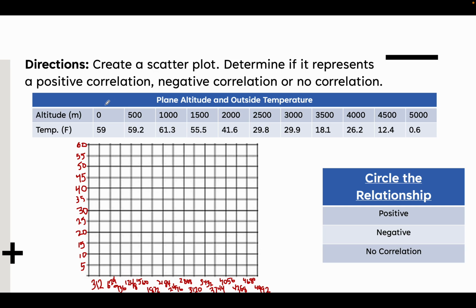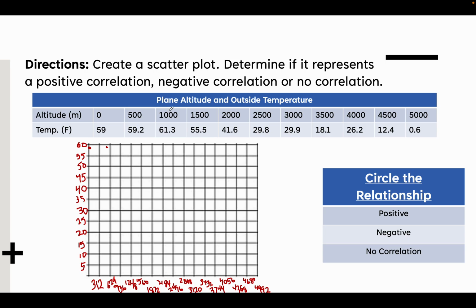Alrighty, let's go through each one. 0 is my x value. 59 is my y value. So I'm going to come up here, find 59. Looks like I'm right here. 500 is my x value. Find 500. 500 is about right here. And my y value is way up here, a little bit higher than the last one.